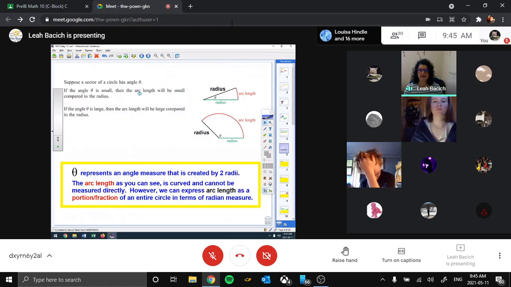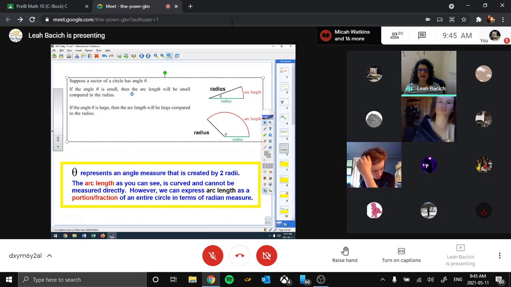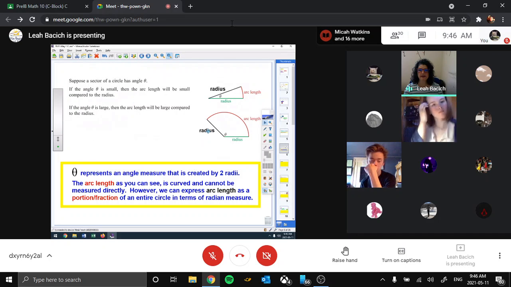So what's a radian? Well, I quite like this little diagram here.